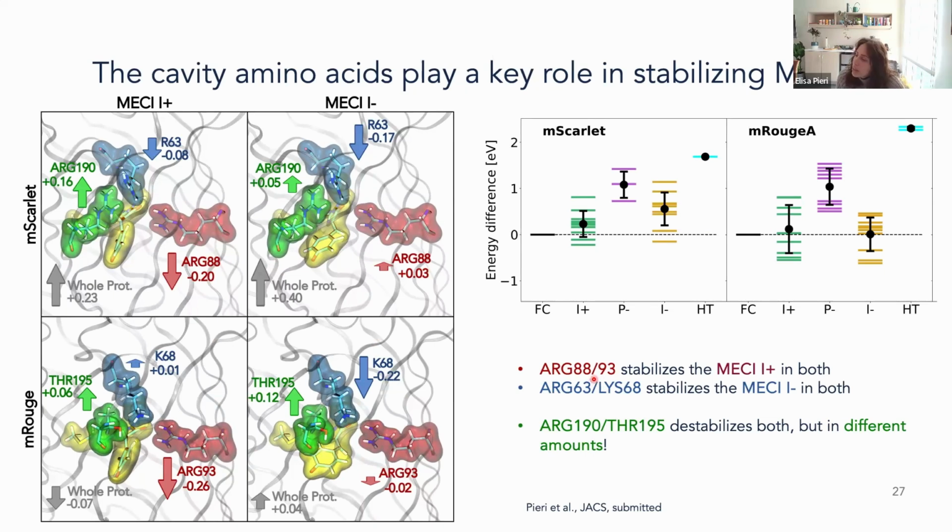So how do we find the other residue? We observed that there is a specific mutation, arginine 190 to threonine 195, and this is destabilizing all the possible types of conical intersections, but it is destabilizing them in different ways. So this one specifically is the one that is making the MSCI I plus kind of inaccessible in mScarlet, but partially accessible in mRouge. And it makes sense that this is an important mutation because you're going from a positive, bulky amino acid to one that is neutral and much smaller. So this has a strong impact on the photochemistry of this protein.